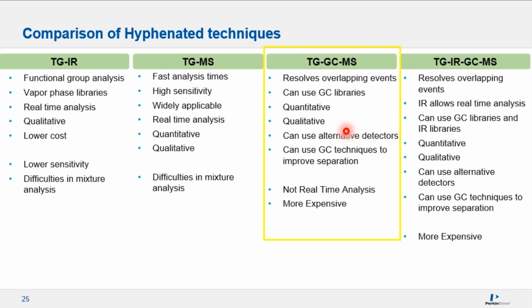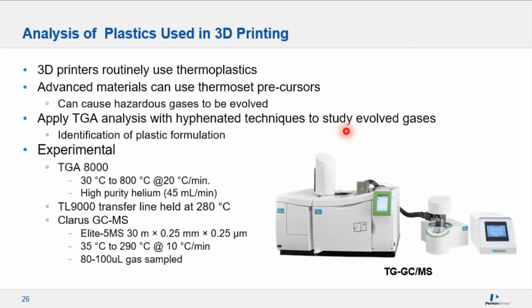Okay, so the last example that I'll talk about is a TG-GCMS experiment. So here we have the benefit of using gas chromatography to separate complex mixtures in the gas sample. So here we looked at thermoset polymers used for 3D printing. So 3D printers routinely use thermoplastic polymers for printing.